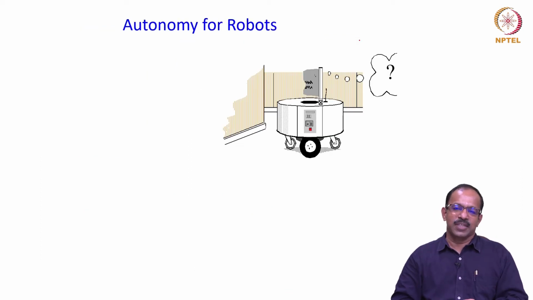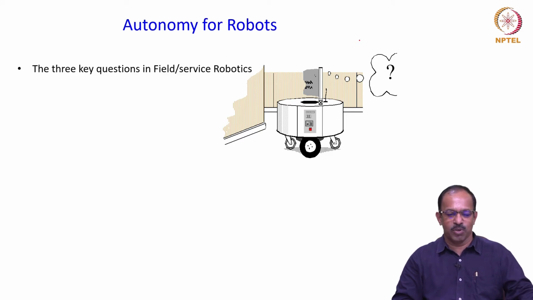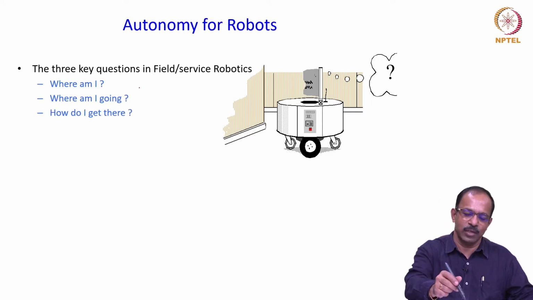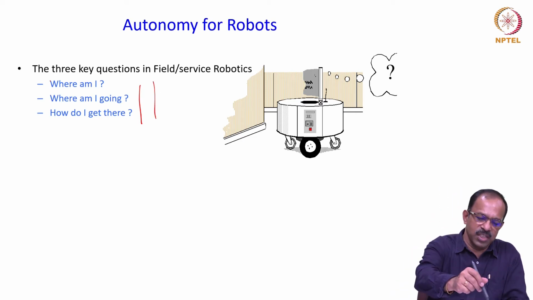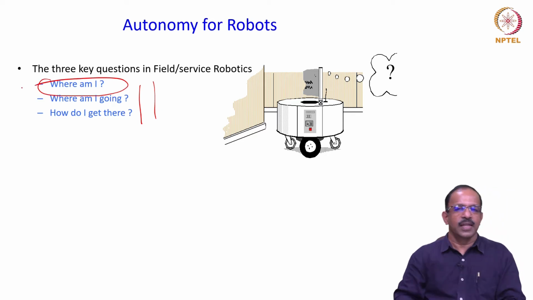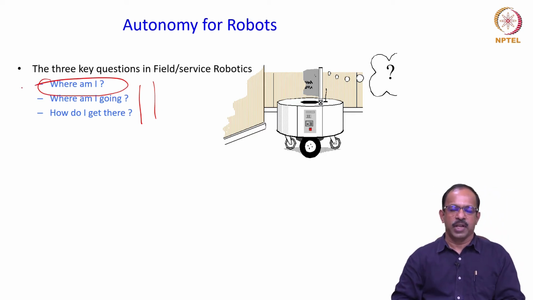As I mentioned in one of the classes, autonomy for robots comes with a lot of challenges. And as I mentioned, the important requirements are that the robot needs to know where it is, where it is going, and how it can reach there. So these are the three questions the robot needs to answer. The first question is, where am I? And that can be answered through localization. The robot can localize itself in a given map or a created map. That means the robot knows where it is.